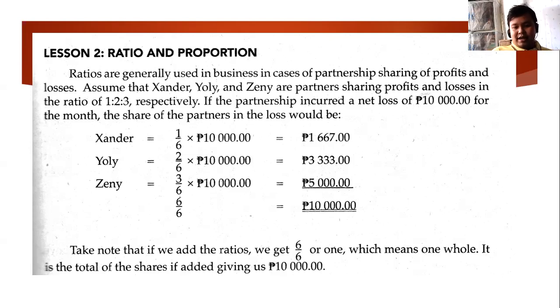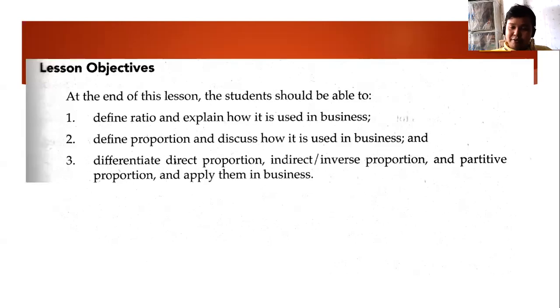Take note, kapag in-add natin yung ratios, which is 1, which means 1 whole, the total shares added giving us yung 10,000. So ngayon, meron tayong lesson objectives. Una, kailangan na maintindihan o malaman kung ano yung ratio at paano ito gamitin sa business. Pangalawa, malaman yung proportion at i-discuss kung paano rin ito gamitin sa business. Pangatlo, i-differentiate kasi merong iba-iba.